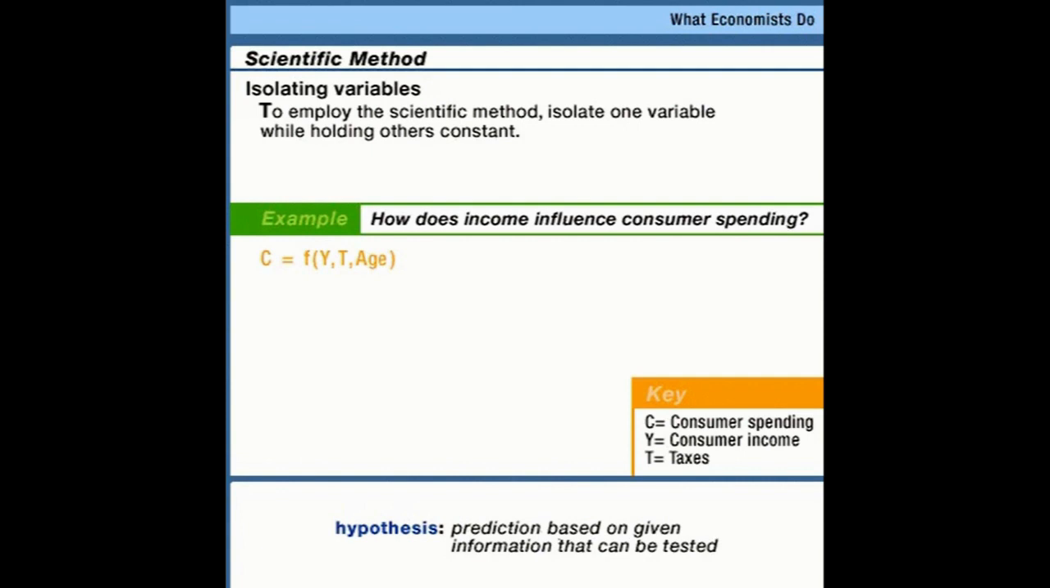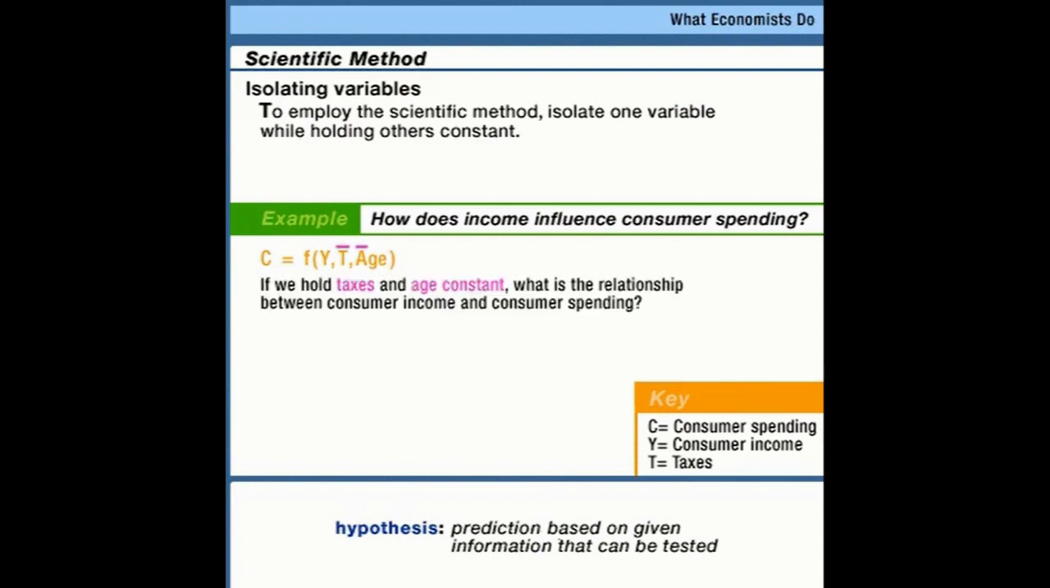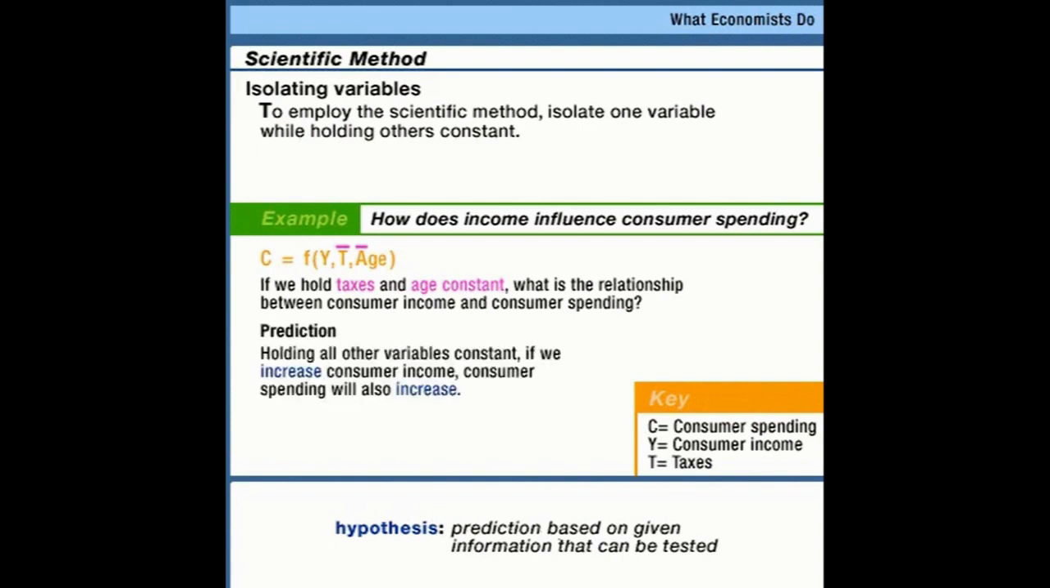So if we hold taxes constant, my pink bar here over the T means that I'm holding taxes constant, and we look at consumers of a particular age so that we hold age and demographic factors constant, then what's the relationship between income and consumer spending? And perhaps we predict in our model that if you increase income and hold everything else constant, consumer spending will also increase. This assumption that we're holding everything else constant has a name. That assumption is called ceteris paribus. And the question that we ask is, what will happen to consumer spending if we increase consumer income ceteris paribus, that is, holding constant all of the other variables that also influence consumption decisions?